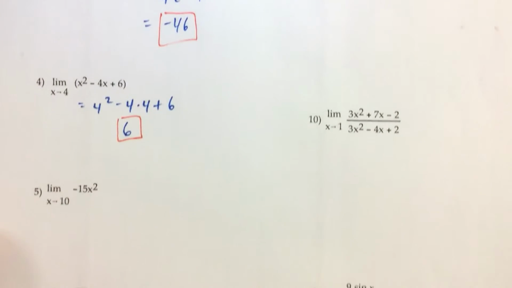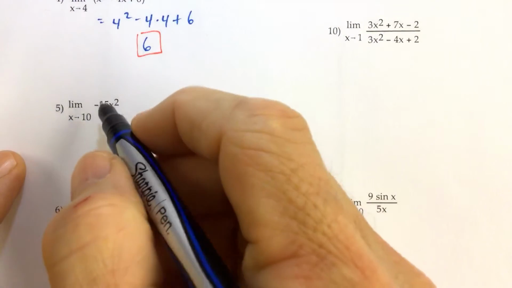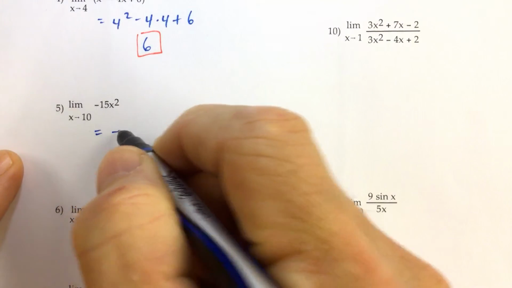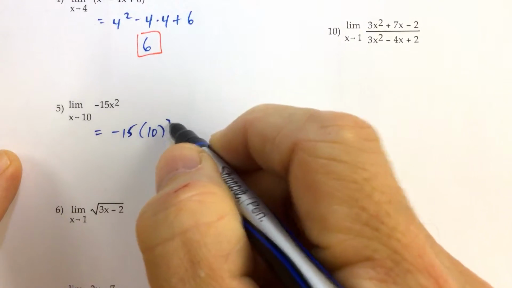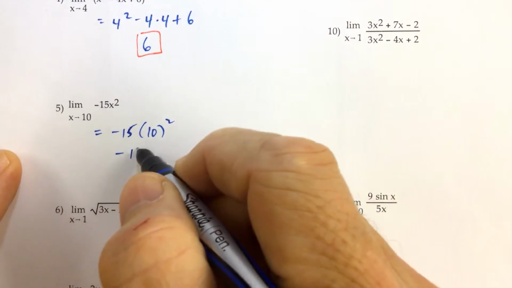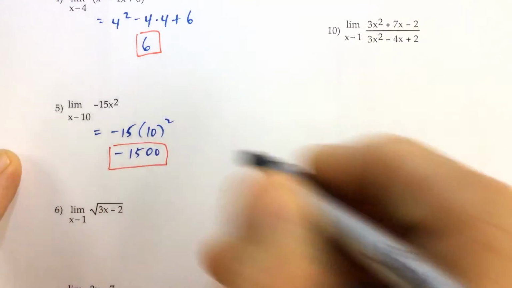And then, up until number 5, all we're doing is just replacing x with whatever x is approaching. This one's no different. 10 squared is 100. Negative 15 times 100 is negative 1500.